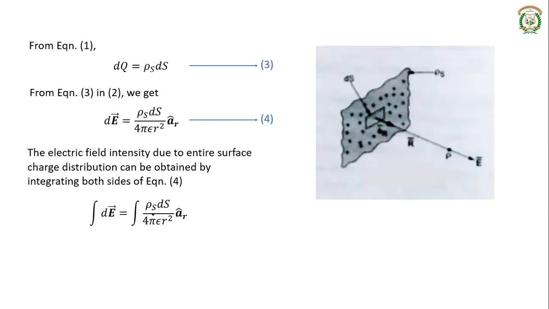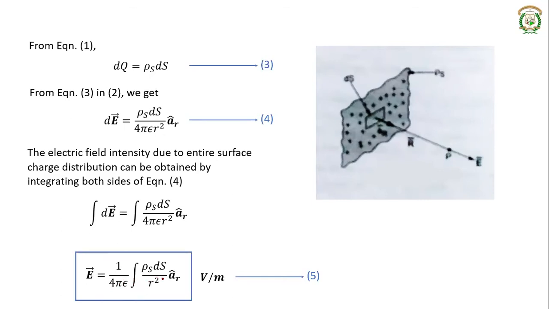Now you can keep this 1 by 4 pi epsilon outside. So differentiation and integration get cancelled out. What you get is E, the entire electric field intensity due to the entire surface charges, equal to 1 by 4 pi epsilon into the integration of rho s ds divided by r square into AR cap.